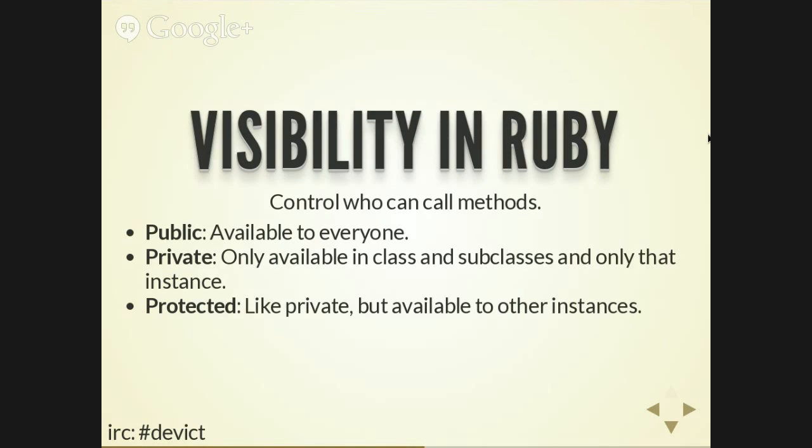Private means it's only available within my class, like coder. It's also available in child classes, like developer. Private just means not public, really, but only this particular instance. Protected is like private, but it's available to other instances. So Seth's a developer, I'm a developer, I have a protected method. We can exchange that information because we're all developers, but the public cannot. So let me show you what I'm talking about.